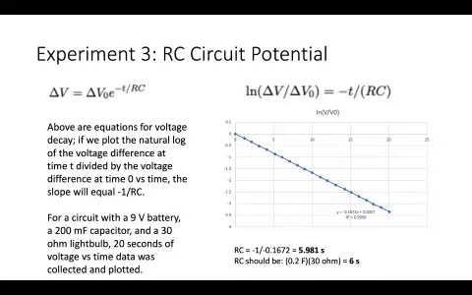Finally, we looked at RC circuit potential. We used the two equations above, which were equations for voltage decay, and if we plot the natural log of the voltage difference at time t divided by the voltage difference at time 0 versus time, the slope will equal negative 1 over RC. We did that to the right there with the circuit with the parameters listed below. So we found RC to be 5.981 seconds, and the calculated value that it should be is 0.2 farads times 30 ohms, which is 6 seconds.